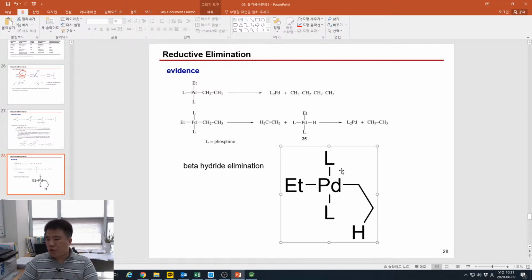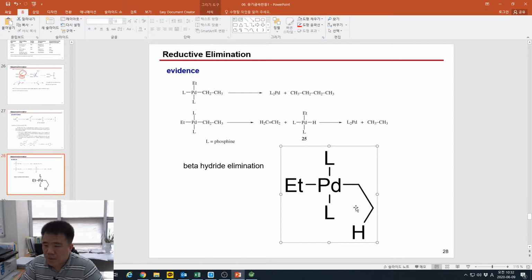So now this structure is this. I draw the ethyl like this, just to express one important hydride. So palladium will cleave this bond. So palladium electron push is here and here. So to generate this complex.